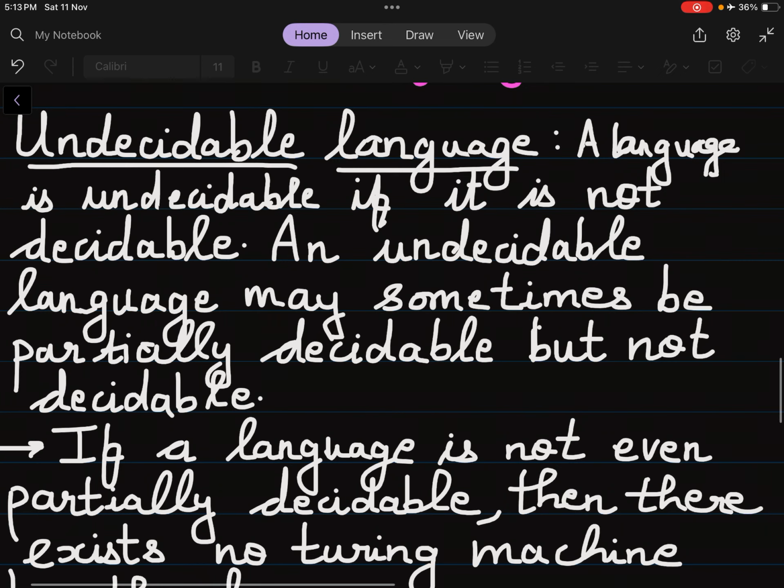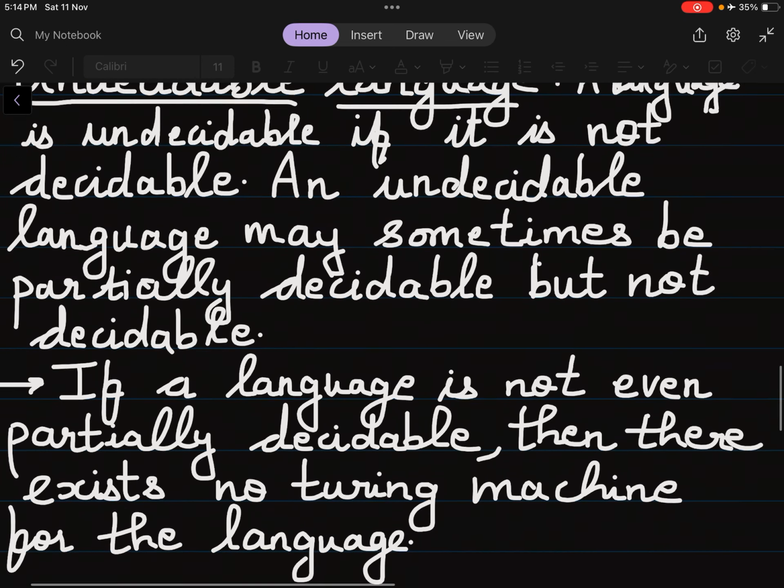Undecidable language. A language is undecidable if it is not decidable, meaning the opposite of decidable. If you are not decidable, that means you are undecidable. You cannot decide. Like an undecidable person, a language also, if it is not decidable, is undecidable. An undecidable language may sometimes be partially decidable, when it is a recursively enumerable language. So an undecidable language can sometimes be partially decidable also.